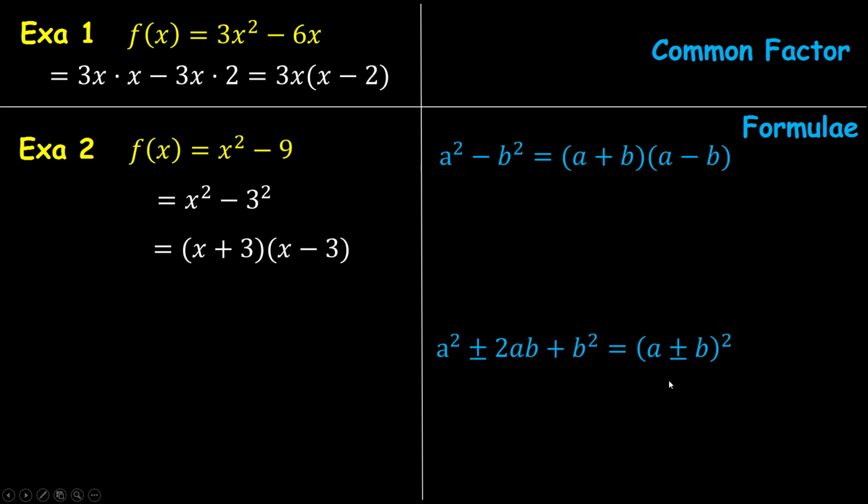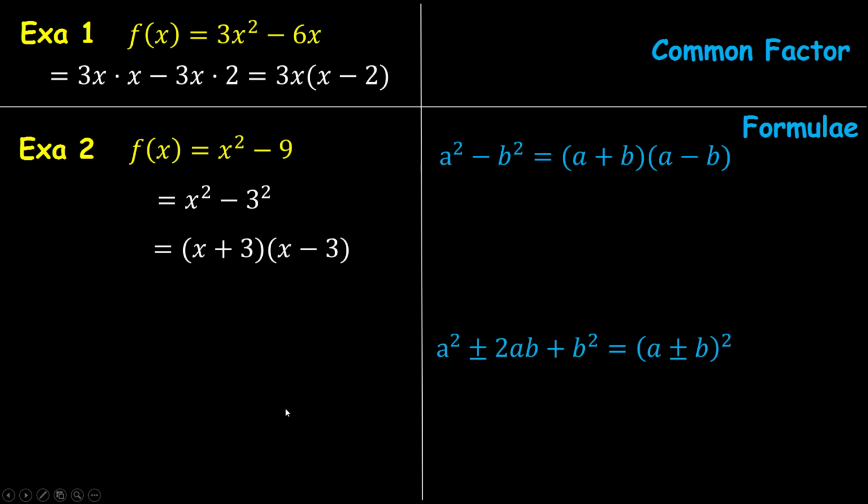There is another formula called the complete square formula. It says a squared plus 2ab plus b squared is equal to a plus b squared. If you replace the sign in the middle by subtraction, then you have a similar formula here. You can think about that as just replacing b by minus b, and it will simply imply that other formula.